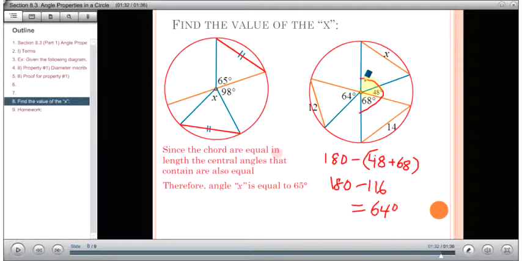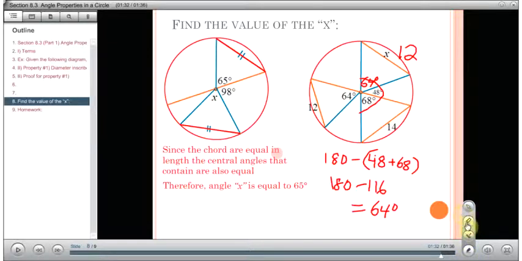That means this is 64. And if that's 64, that central angle is 64, that central angle is 64, same central angles, equal chords. The opposite of this. Here it was equal chords, equal central angles. The opposite is true: equal central angles, equal chords, which means this must be 12.